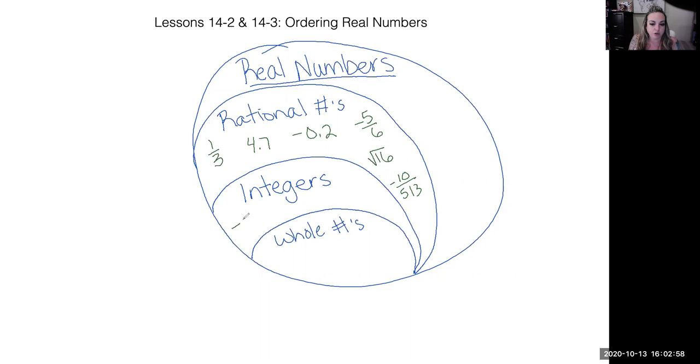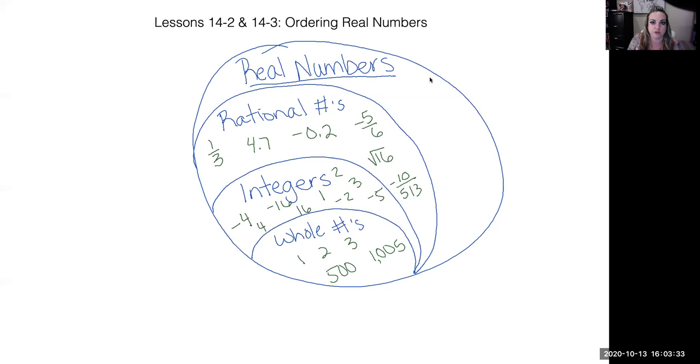Integers are just our whole numbers and their opposites. So we could say negative 4, positive 4. We can say negative 16, positive 16. We can say 1, 2, 3, negative 2, negative 5. So those are our integers, and then whole numbers, we would just want to list any numbers that are whole and are positive. Something like that.